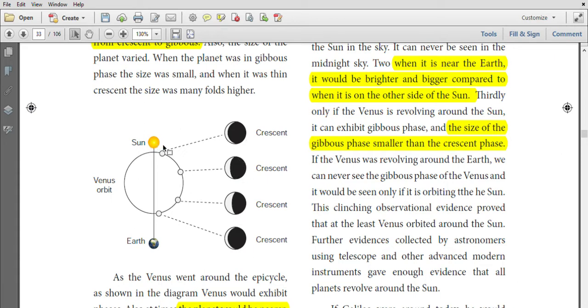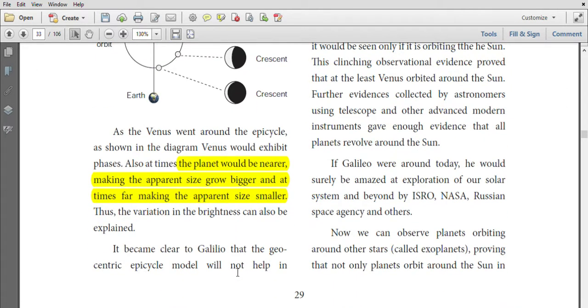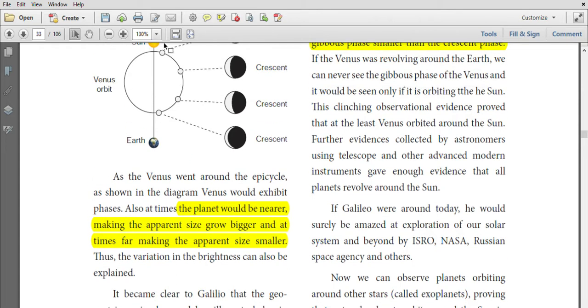When Venus was in between the Sun and the Earth, the crescent phases are present. The planet would be nearer, making the apparent size grow bigger. When Venus was nearer to the Earth, it grew bigger. At times it is far, making the apparent size smaller. When Venus was far from the Earth, it seemed smaller.